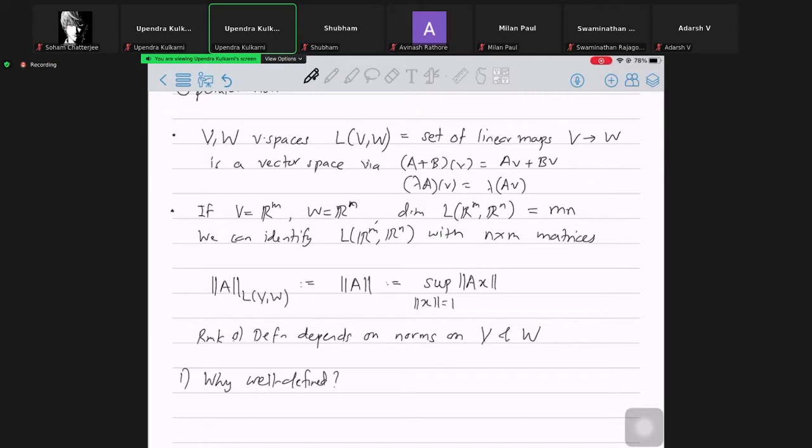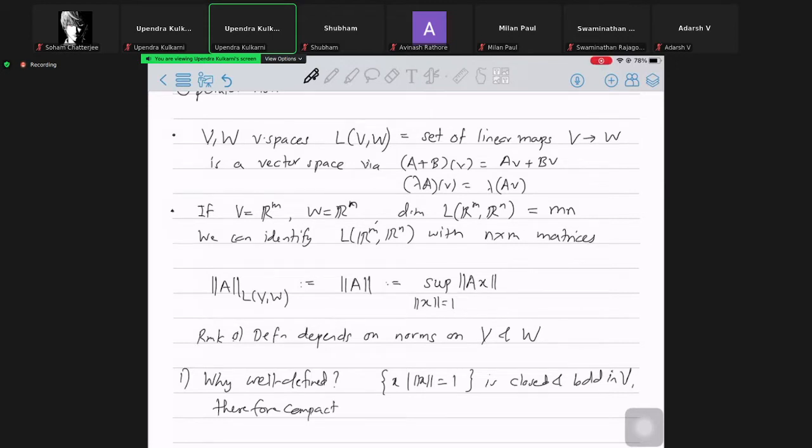Why is it compact? Because it is closed and bounded. So Heine-Borel is really required over here. Okay. So why is it well defined? Let's say the set of X such that the norm of X is equal to 1 is closed and bounded in V, therefore compact.